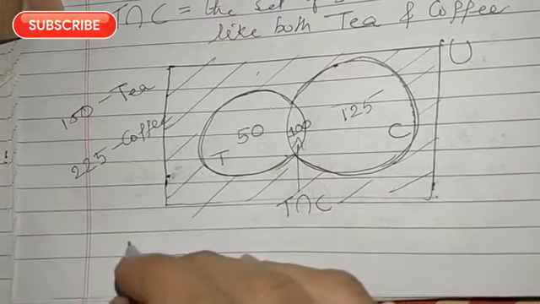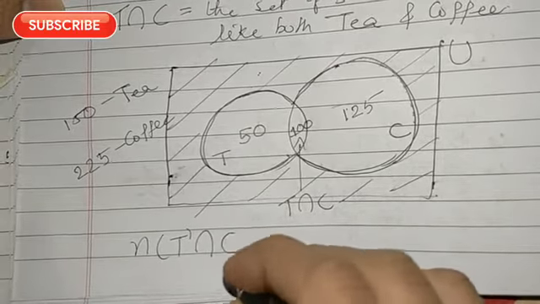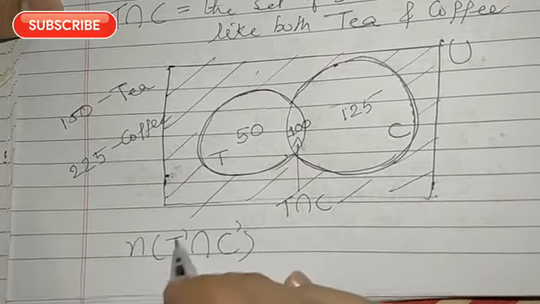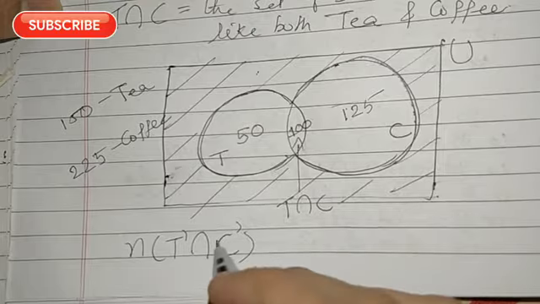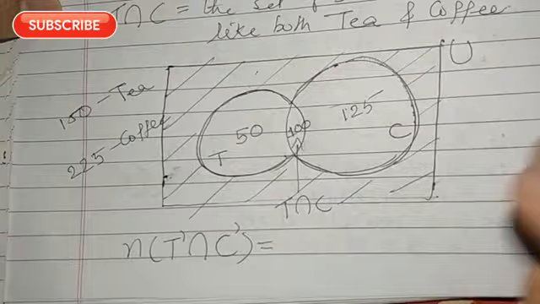So what is that? That is neither tea nor coffee, where "nor" means "and not". Not tea and not coffee. So that means neither tea nor coffee, right? Okay, so how to calculate this?